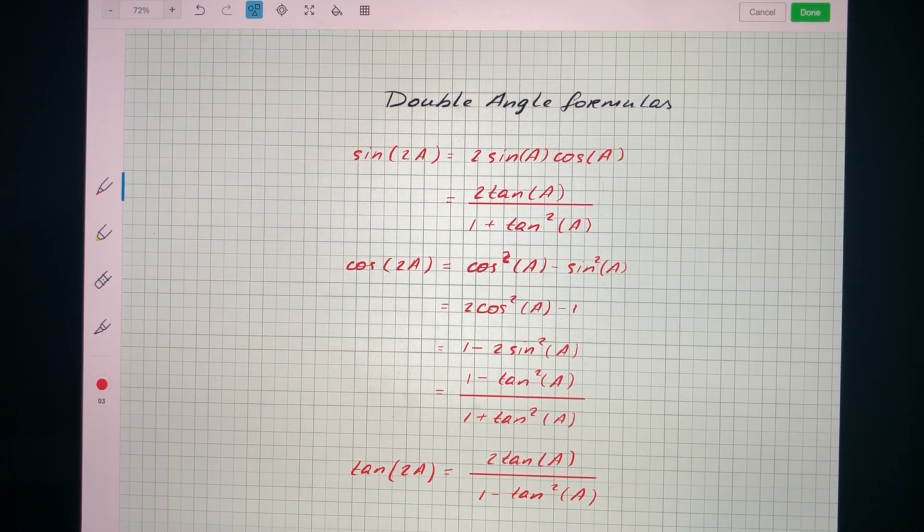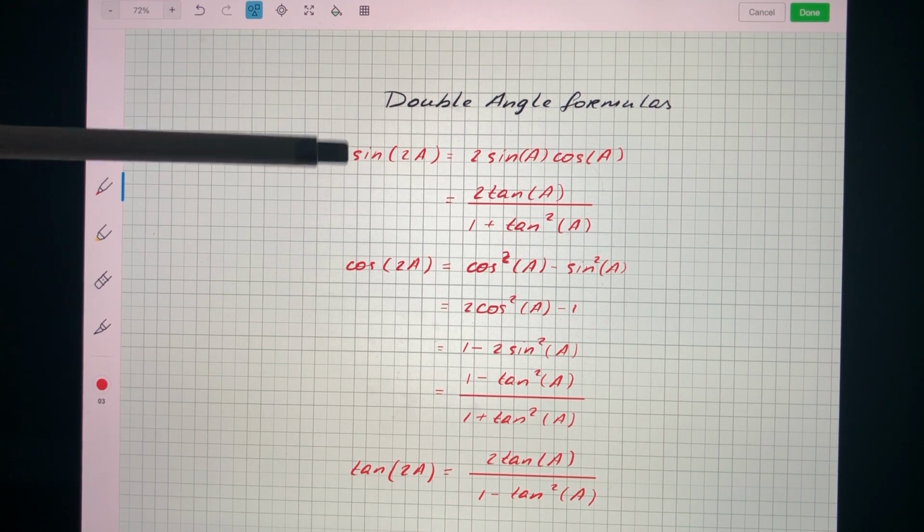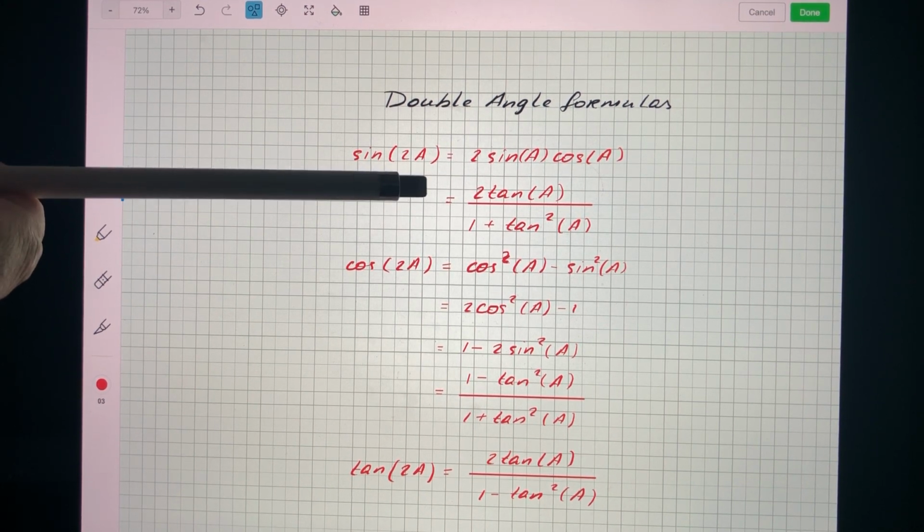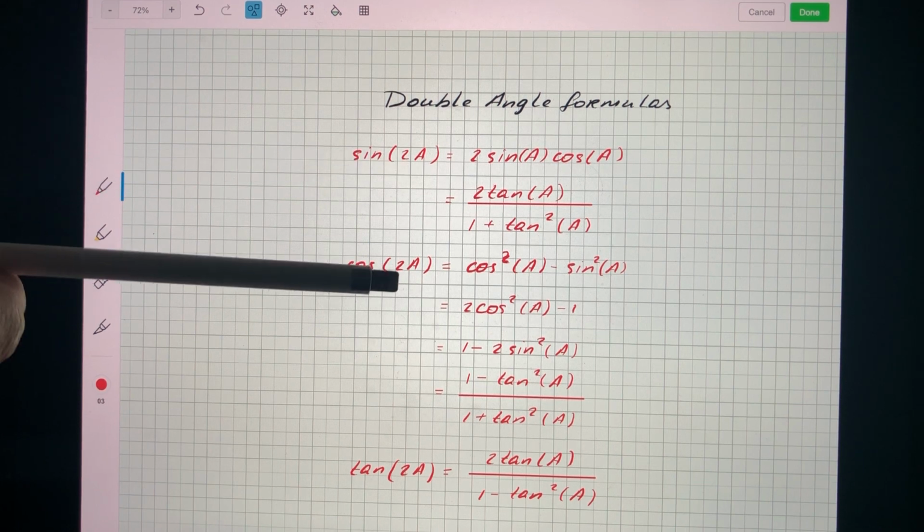Hello, in this video let's look at the double angle formulas. Sometimes we run into these when we have to prove identities, and this means that there is more than one formula for each of these situations.